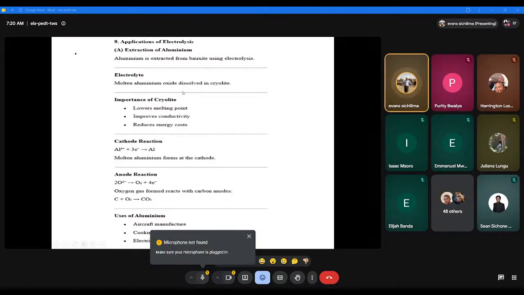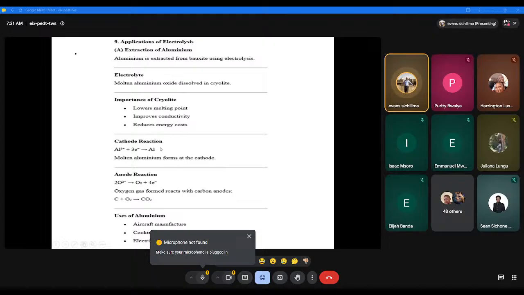In fact, in most cases, the plants where they melt aluminium are usually located in high mountainous places for the same purpose that cryolite is playing here, to lower the melting point, because the pressure there is different. Cryolite also improves conductivity, and reduces energy costs altogether. So at the cathode, this is what is happening.